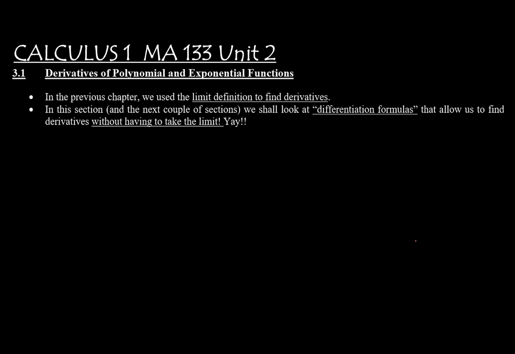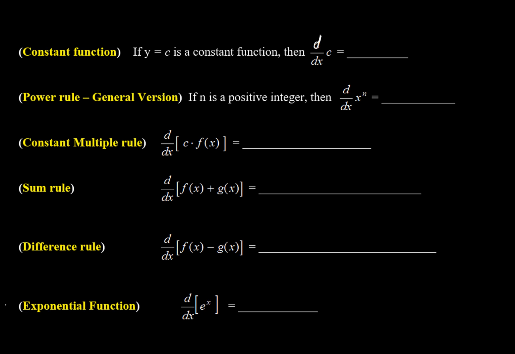Starting off in section 3.1, we're going to look at derivatives of polynomial and exponential functions. Remember that in the previous chapter, we used the limit definition to find derivatives, which, as we know, took quite some time. But in this section, and in the next couple of sections, we're going to look at differentiation formulas that allow us to find derivatives without having to take the limit. Yay! Think of all this time you're going to save. So let's look at some of these rules.